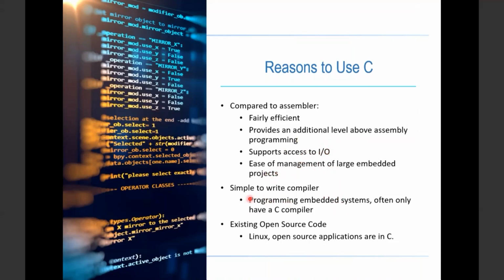And another reason is simple to write compiler, because programming embedded systems often only have a C compiler. C programming has a C compiler and existing open source code. If you don't have any C compiler, you can use Linux. Simply write inside of the Linux, then you can run your programs. So this is the reason why we have to use C programming.